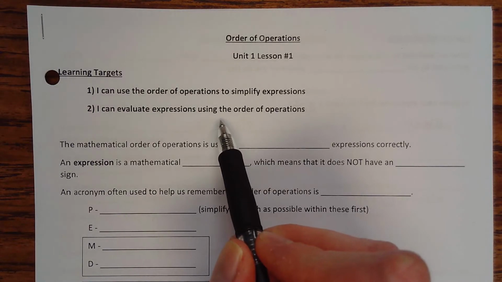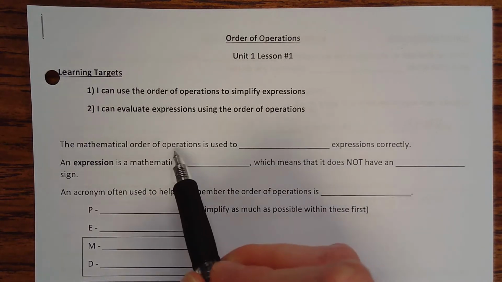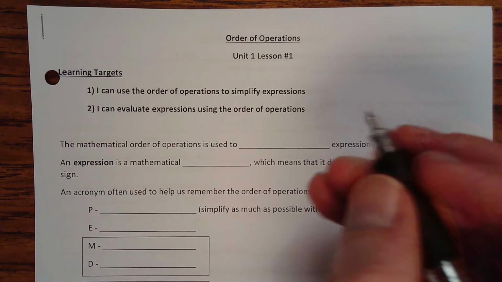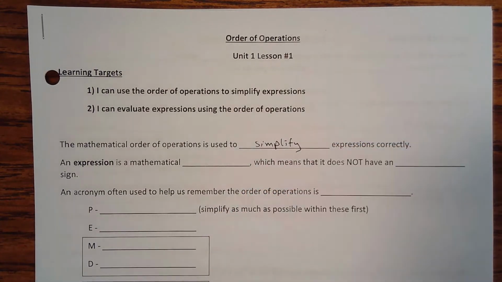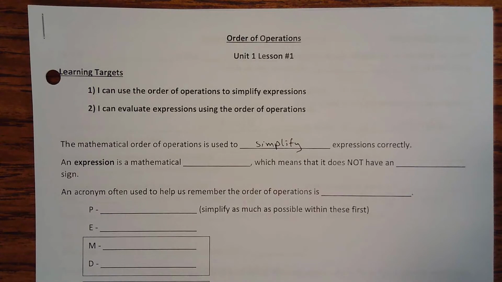So first off, the mathematical order of operations is used to simplify expressions correctly. Again, we're simplifying. That may mean getting a numerical answer. That may mean not getting a numerical answer. Maybe just changing it to a slightly different form.